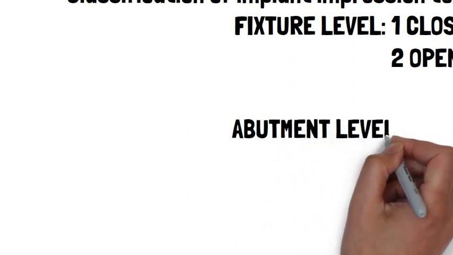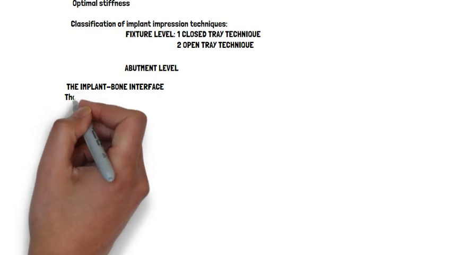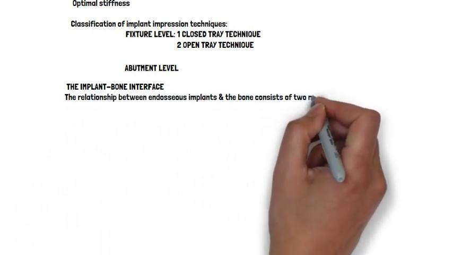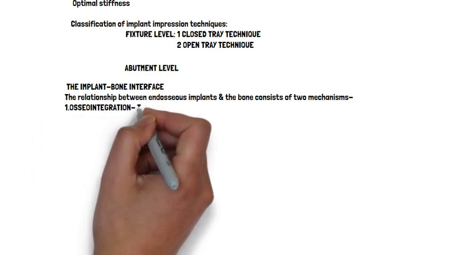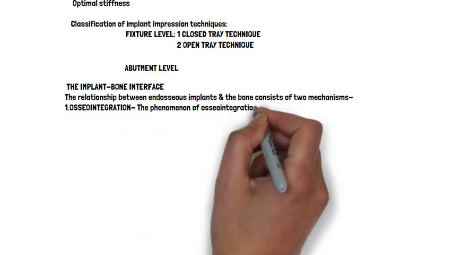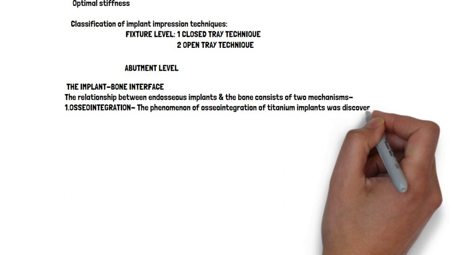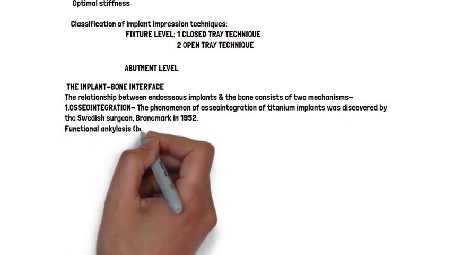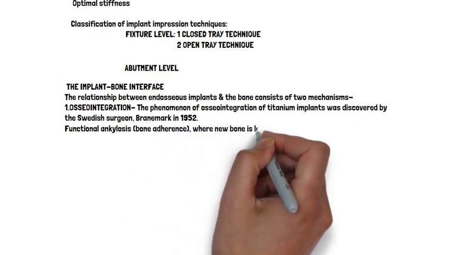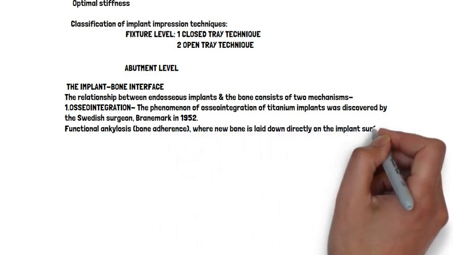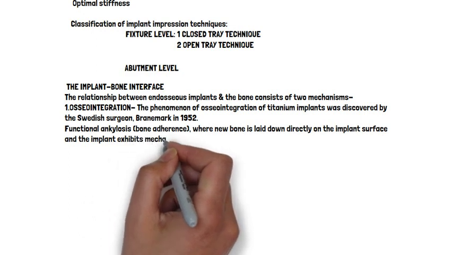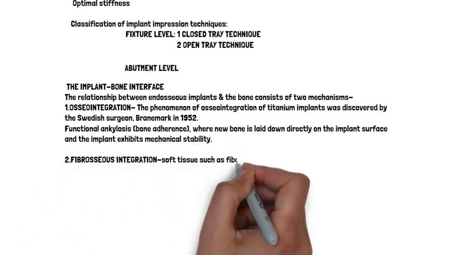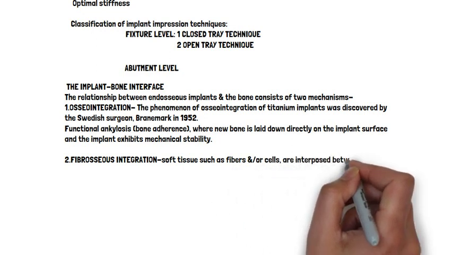The implant bone interface. The relationship between endosseous implants and the bone consists of two mechanisms. 1. Osseointegration. The phenomenon of osseointegration of titanium implants was discovered by the Swedish surgeon Brånemark in 1952. Functional ankylosis: bone adherence, where new bone is laid down directly on the implant surface and the implant exhibits mechanical stability. 2. Fibrosseous integration: soft tissue such as fibers and/or cells are interposed between the two surfaces.